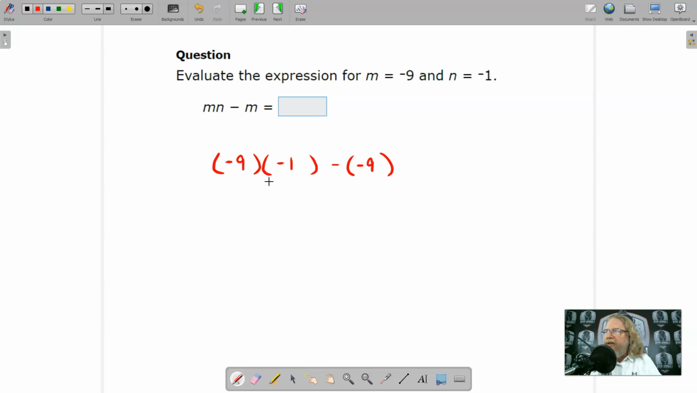So order of operations states we have to do the multiplication first. So negative times negative is a positive. 9 times 1 is 9. So the product of -9 and -1 is +9. Let's bring down this minus -9. Now let's try that same strategy: we're going to take the 9, change the sign to addition, and now take the opposite of -9 and make it a +9. Now we have 9 plus 9, and that equals 18. So our answer is 18.